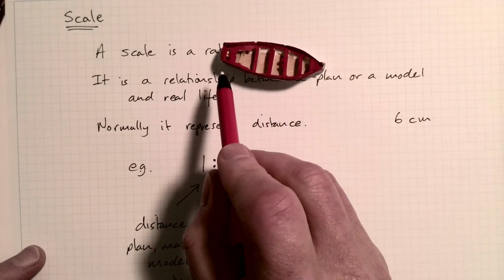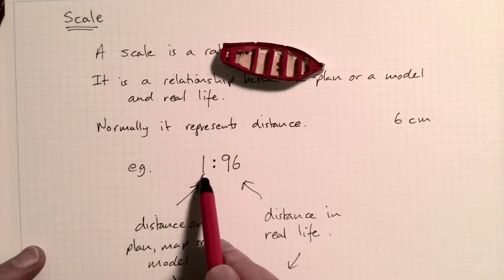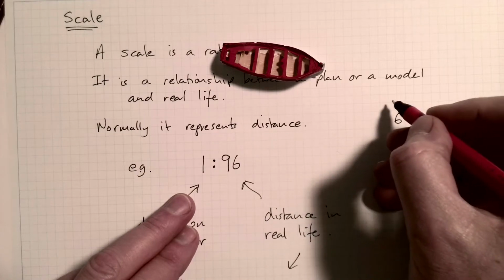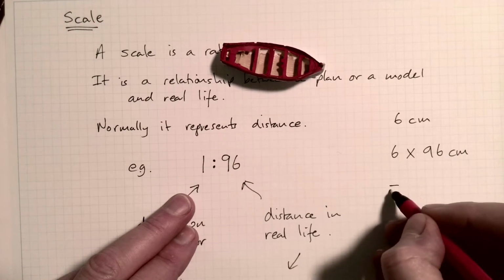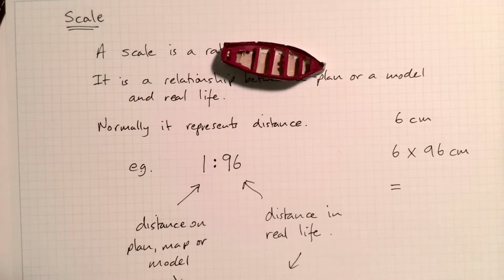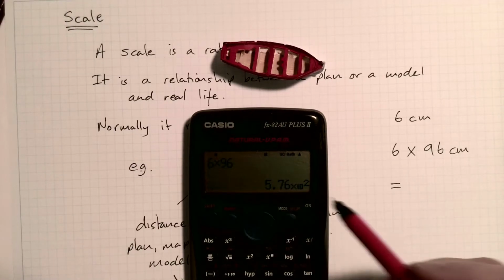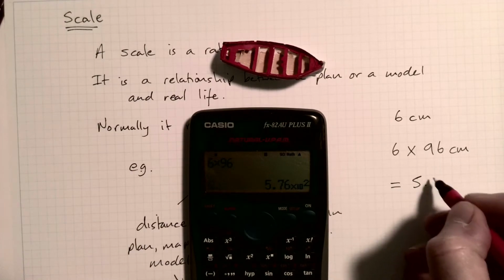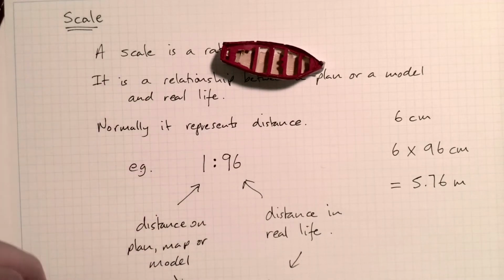So that boat is 1 to 96. So if I measure 6 centimeters on the model, it's going to represent 96 times 6 centimeters in real life. So it's going to be 6 times 96 centimeters, which is going to equal, and we'll get the calculator out, 6 times 96 equals 5.76 meters. It's 576 centimeters. My calculator has turned it into meters for me. So 5.76 meters. Okay, so that's nice and straightforward.